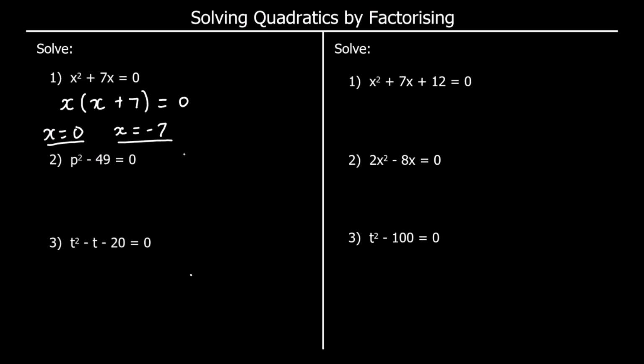The second one, we've got the difference of two squares. We've got p squared and we've got 7 squared. So we can factorize to p plus 7 and p minus 7. So p plus 7 times p minus 7 is equal to 0. So what does p have to be? P can be negative 7 or p can be positive 7.